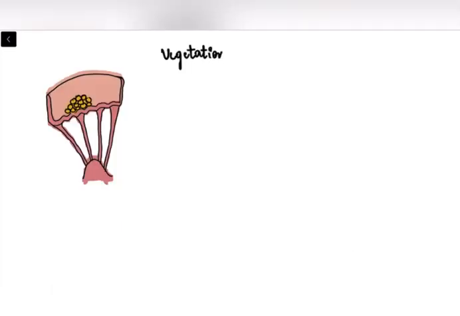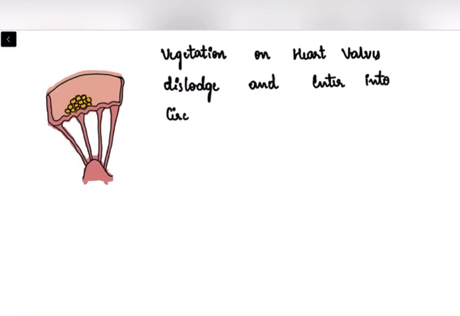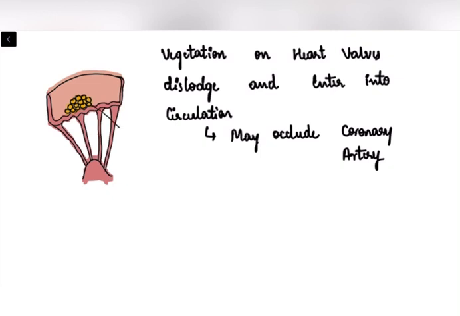And the vegetations on the heart valve in infective endocarditis may dislodge and enter into circulation, and they may block the coronary artery. So see, these are the vegetations in infective endocarditis that may dislodge and block the coronary artery. The fourth cause of myocardial infarction is ischemia of the heart. Other than coronary artery atherosclerosis, without any coronary artery atherosclerosis, there may be ischemia of the heart.